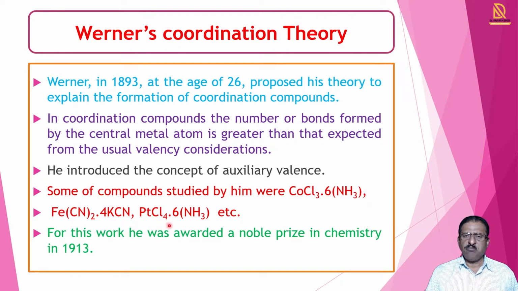Then one of the examples he studied is PtCl4 and ammonia. When ammonia is added to platinum chloride, a coordinate complex is formed. And for his study of coordination chemistry, Werner got the Nobel Prize in Chemistry in 1913.